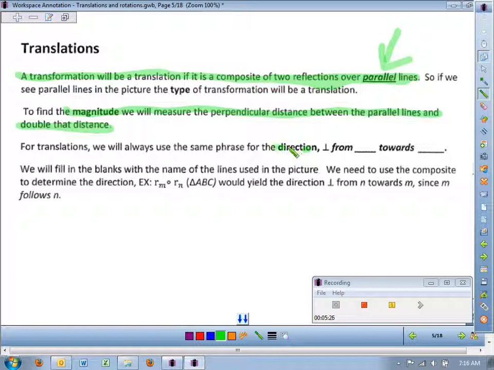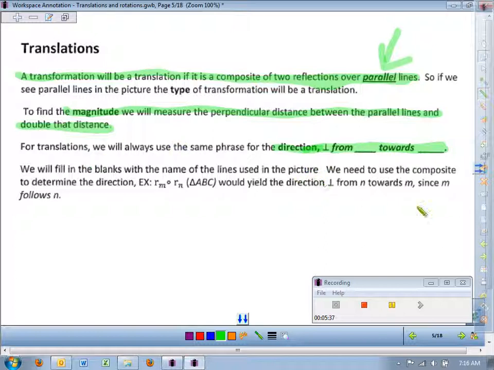The direction of a translation, we're always going to use this generic phrase, perpendicular from blank towards blank. All we'll have to do is fill in the blanks. When we fill out direction, we will always use this phrase, perpendicular from blank towards blank, and we'll fill in the blanks with the names of the lines in the right order as we go along.